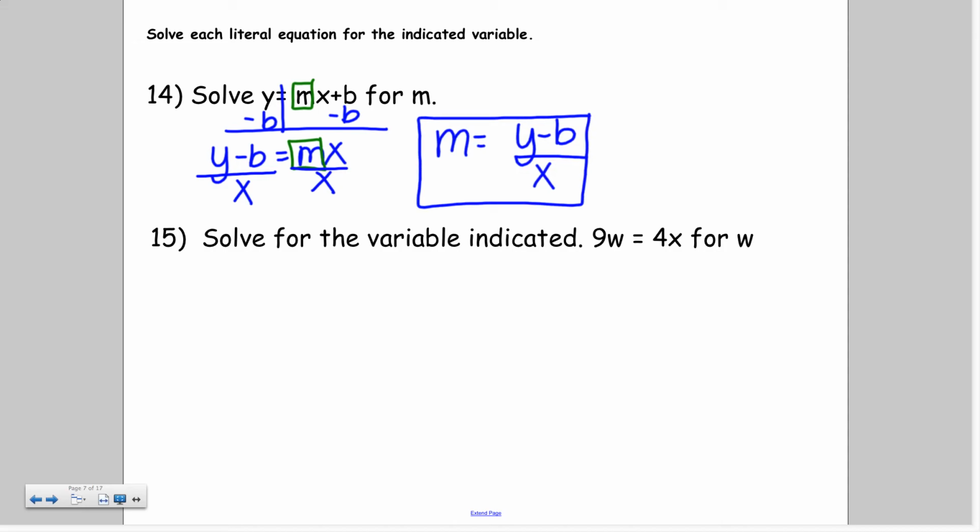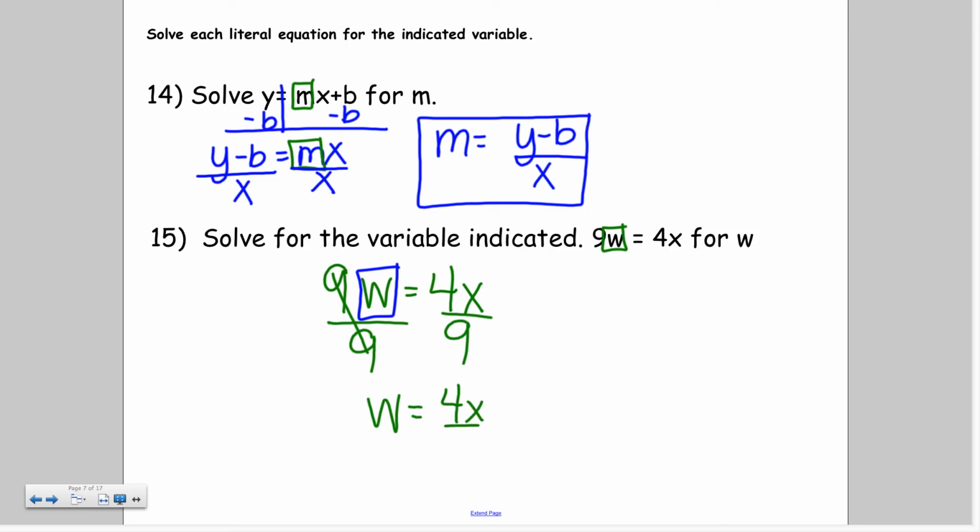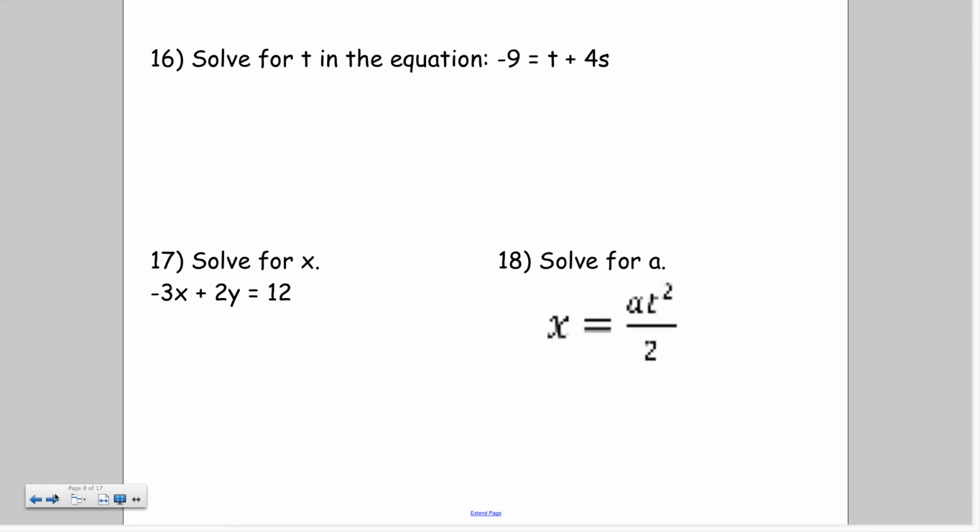All right, number 15, solve for w. So we're going to solve for that. Now to get rid, we have 9w equal to 4x. So to solve for the w, we've got to get rid of 9. To do the opposite, we're going to divide by 9. When we do that, we're left with w is equal to 4x over 9. All right, the next one.